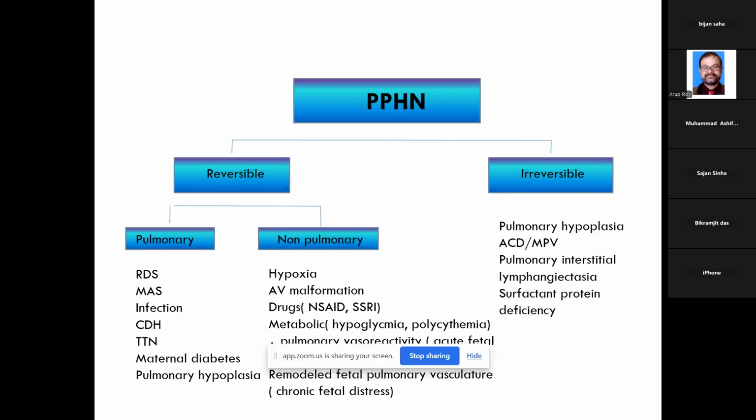On the other hand, the ones which are reversible can again be divided into pulmonary causes and non-pulmonary causes. Amongst the pulmonary causes, the common ones are RDS and meconium aspiration, then again CDH and pulmonary hypoplasia. And amongst the non-pulmonary ones, you can see hypoxemia, AV malformations, certain maternal drugs like NSAIDs. So these are the non-pulmonary causes of reversible PPHN.